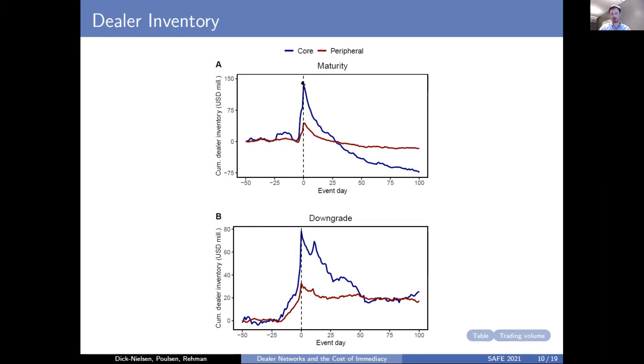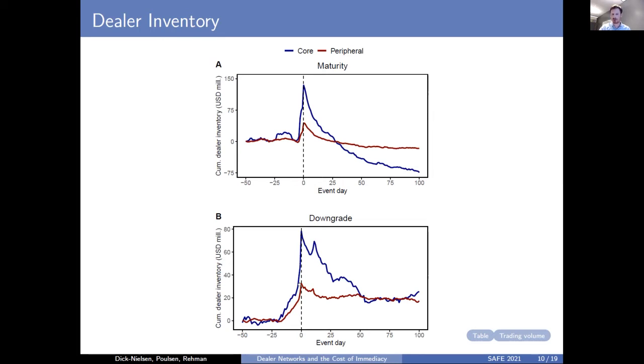But notice here that the spike is much more pronounced for core dealers than it is for peripheral dealers. So it means that core dealers are providing more immediacy than the peripheral dealers do by an order of magnitude of 2 to 3 times. When we look at downgrade exclusions in the lower panel here, we find the same pattern. Core dealers are providing much more immediacy than the peripheral dealers are doing.